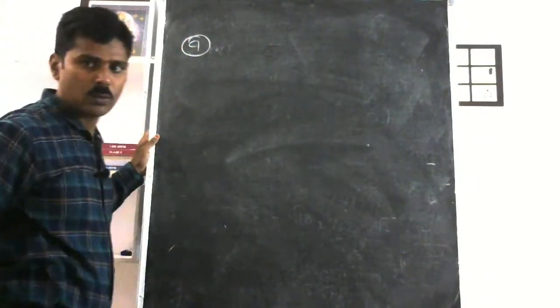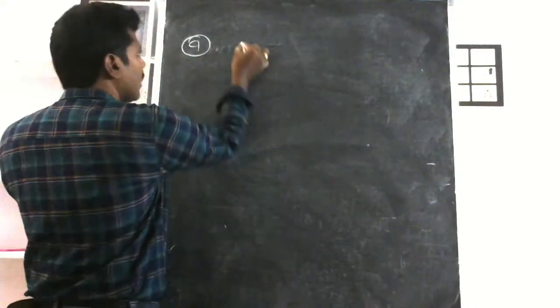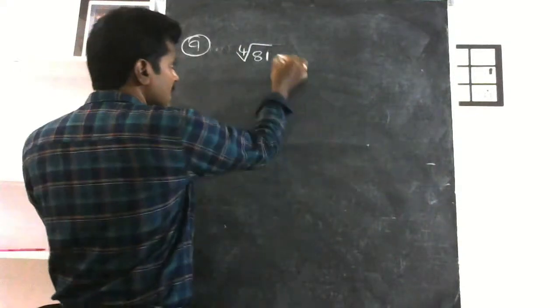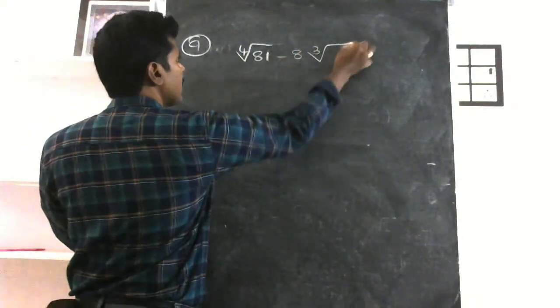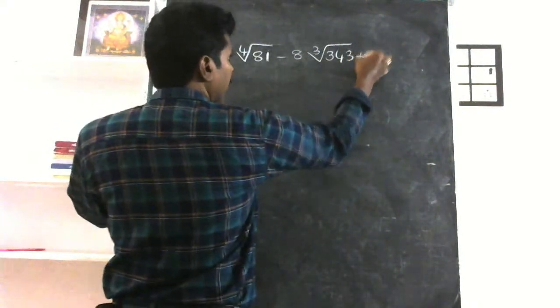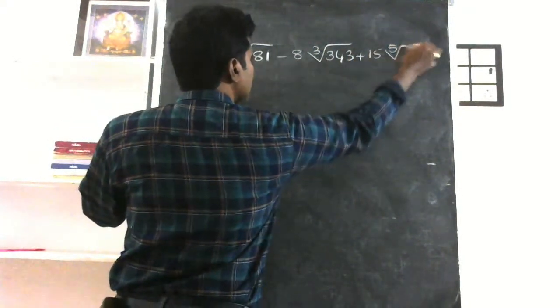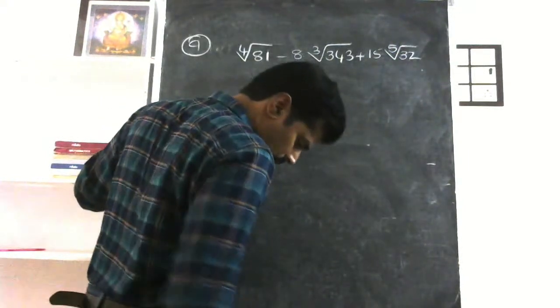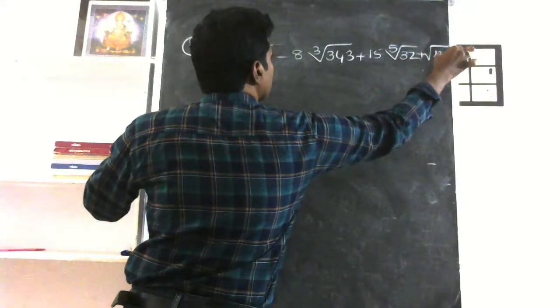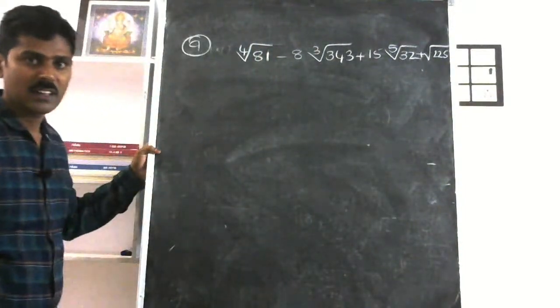So, the ninth one, what do we have to see here? Fourth root of 81, minus 8 into cube root of 343, plus 15 into fifth root of 32, plus square root of 225. This is the question they have mentioned.